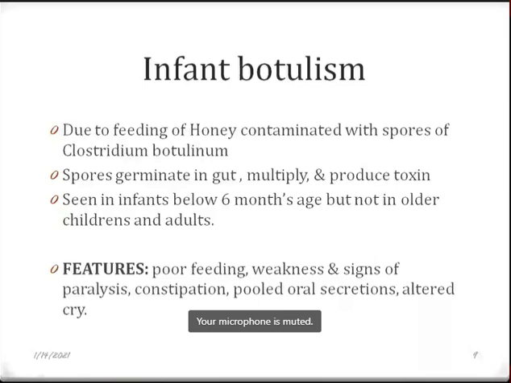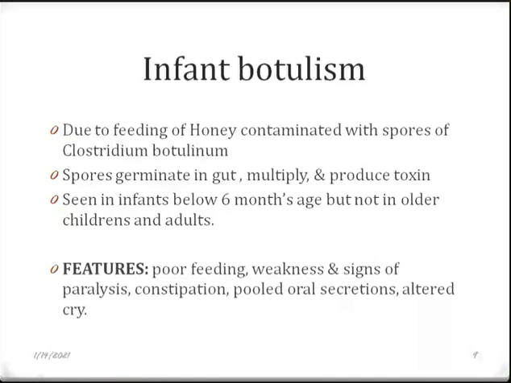Clinical features of infant botulism include poor feeding, weakness, and signs of paralysis.